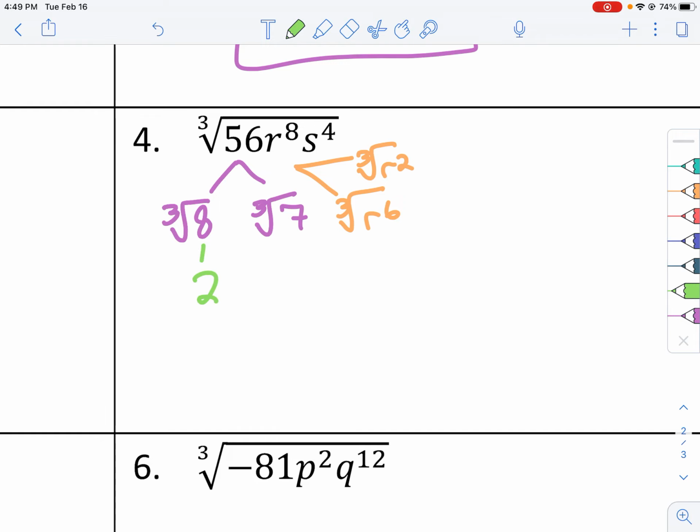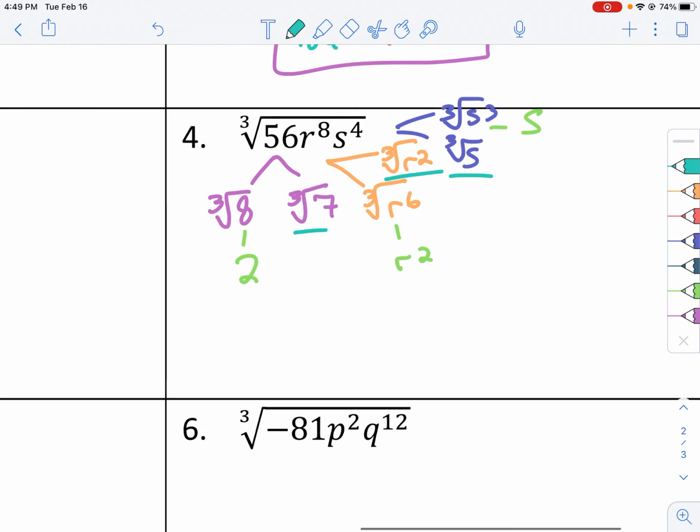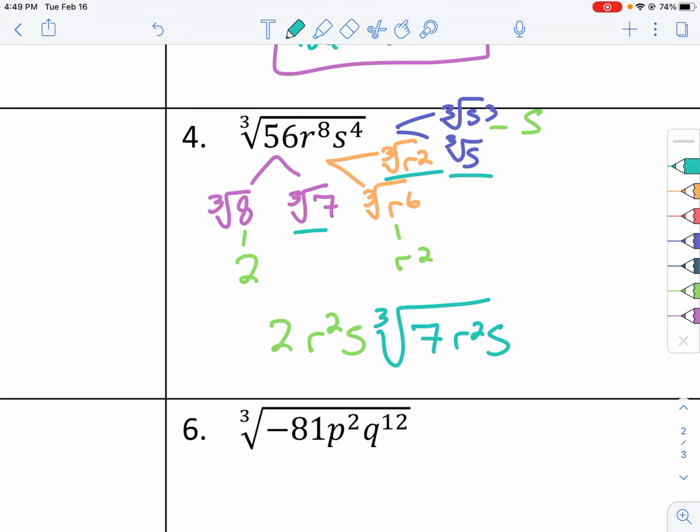So then this becomes 2, r to the 6th becomes r squared. Whoops, I deleted the s's. Cube root s cubed, cube root s. And so that becomes just s. And then inside we have 3 terms. So we get 2r squared s, cube root of 7r squared s. And there's our solution.